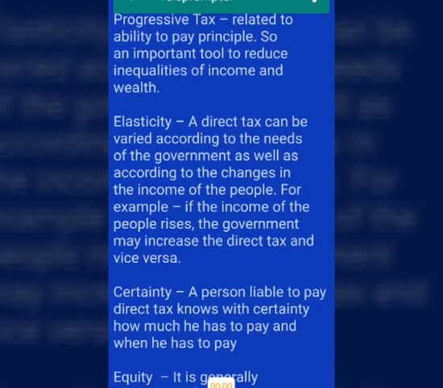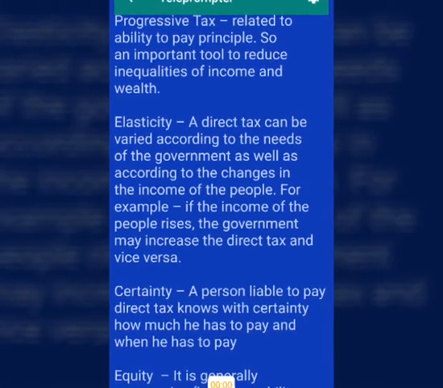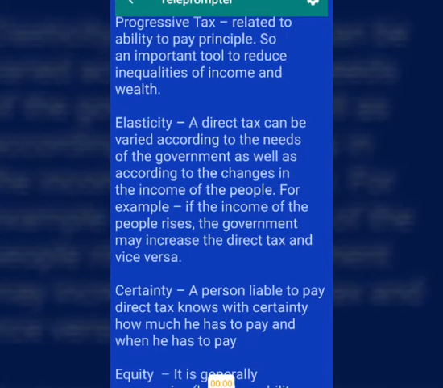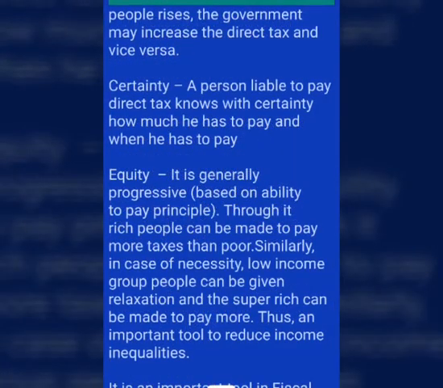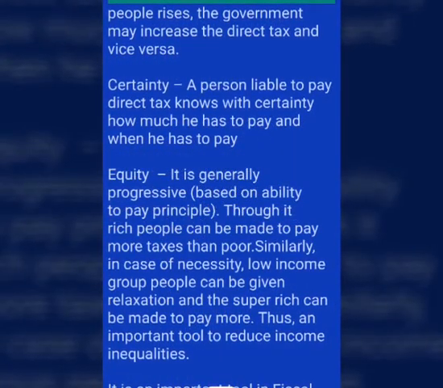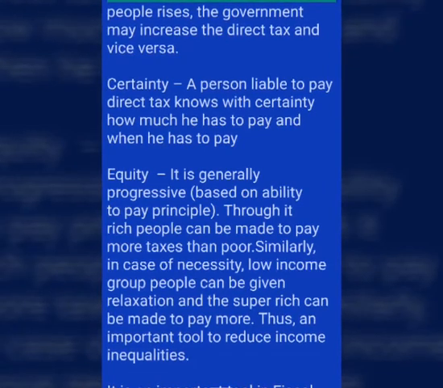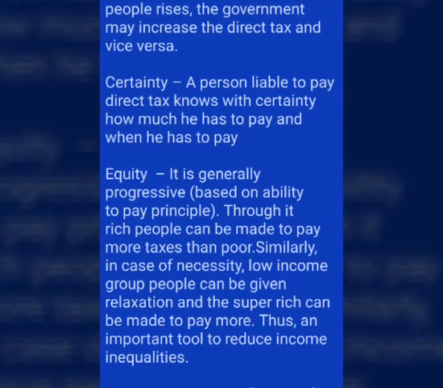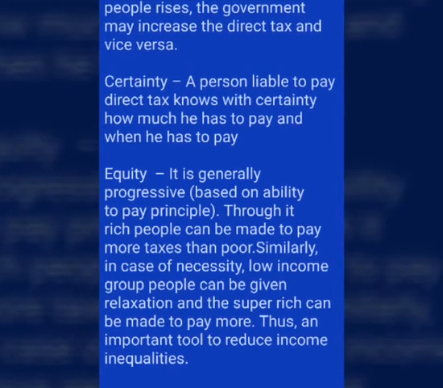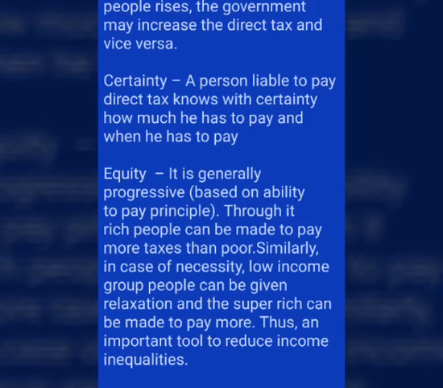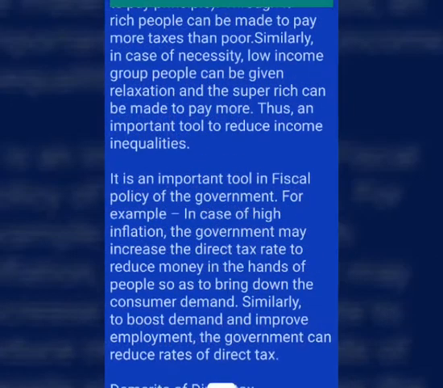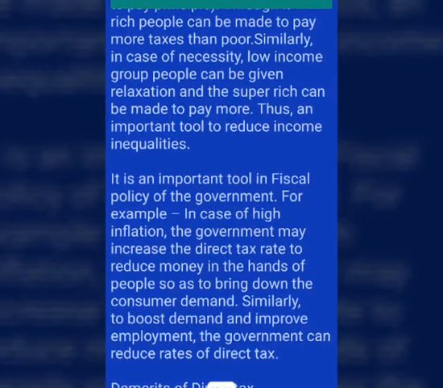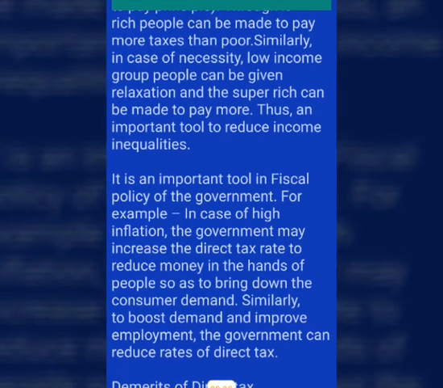Certainty. A person liable to pay direct tax knows with certainty how much he has to pay and when he has to pay. Equity. It is generally progressive, based on ability to pay principle. Through it, rich people can be made to pay more taxes than poor. Similarly, in case of necessity, low-income group people can be given relaxation and the super rich can be made to pay more. Thus, an important tool to reduce income inequalities. It is an important tool in fiscal policy of the government.